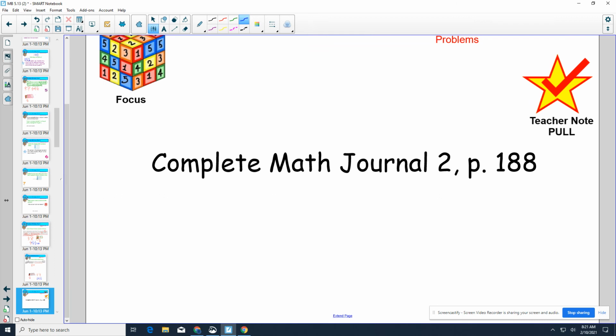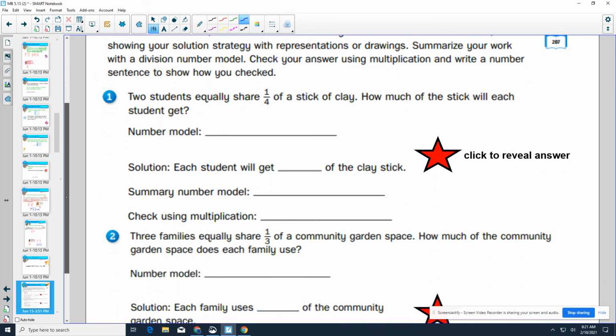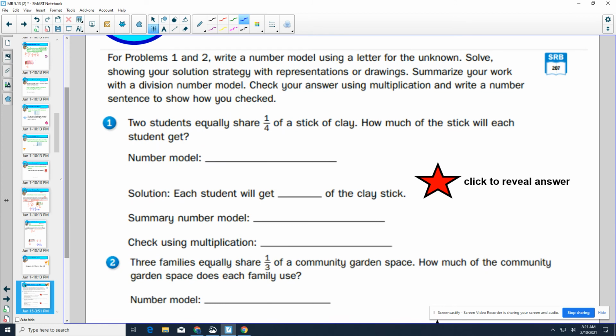Now, you're going to go ahead and pause the video and turn to page 188, and we are going to look at a couple of those. So make sure I'm on 188 there. Now, on 188, it says for problems 1 and 2, write a number model using a letter for the unknown. Remember, use a letter as the variable. Solve showing your solution strategy, representations, or drawings. Summarize your work with the division number model. Check your answer using multiplication. Write a number sentence to show how you checked.